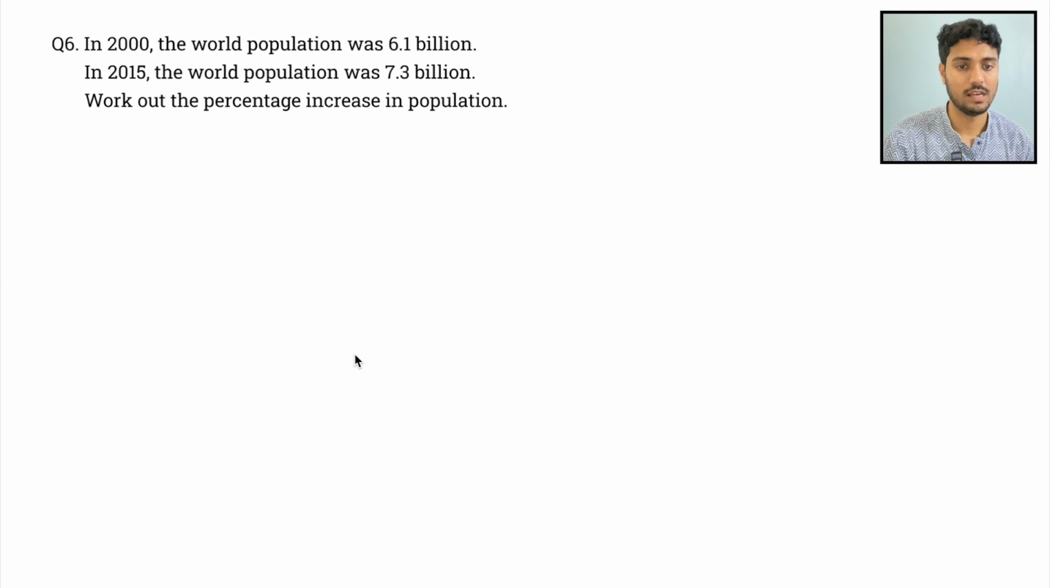Question number 6, it says, in 2000, the world population was 6.1 billion. In 2015, the world population was 7.3 billion. Work out the percentage increase in population. So we have to find the percentage increase in this case.